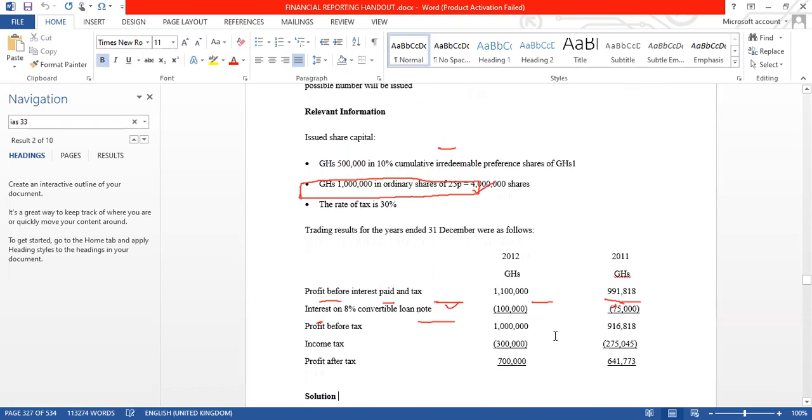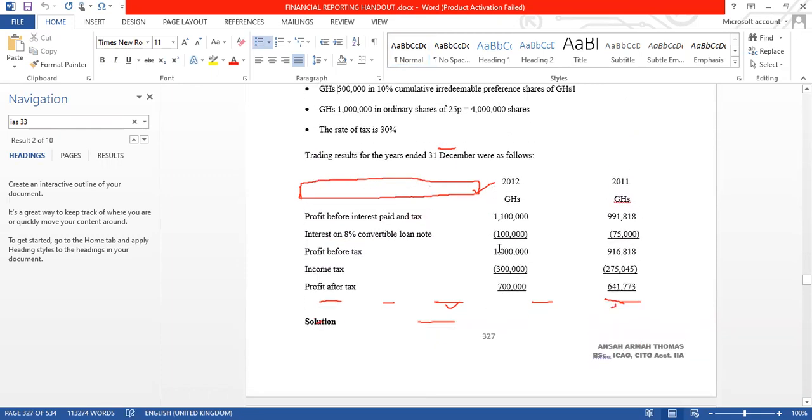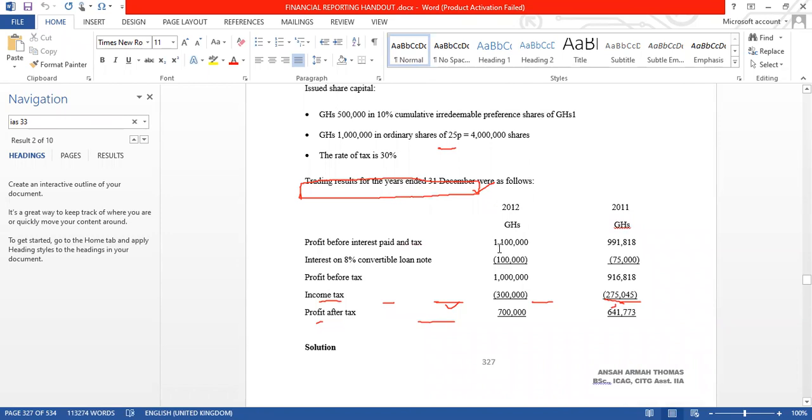It's that simple. This question is just to show you. So if you have this information there, if you are to calculate basic EPS, you know what to do. You take your profit after tax, and you less preference share dividend. Since it is irredeemable, you less their percentage out of it. So it's that simple.